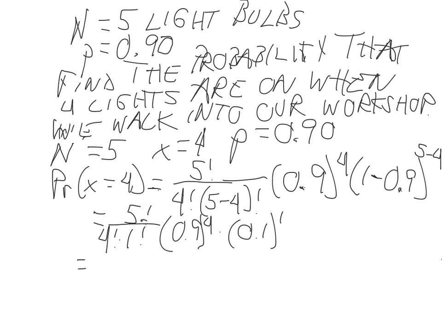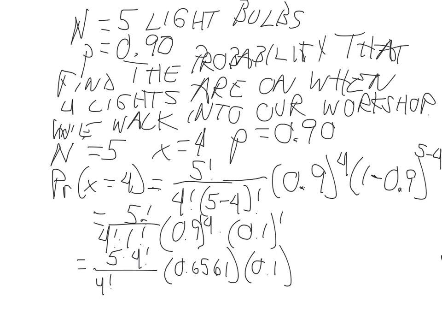Let me do a little calculating. So I'm going to have 0.9 raised to the 4th. So that first term, I'm going to have 5 times 4 factorial over 4 factorial, and 1 factorial is just 1. 0.9 to the 4th is 0.6561. 0.1 to the 1st is just 0.1. So the 4 factorials cancel. I have 5 times 0.6561 times 0.1. And I'm going to multiply all those together.